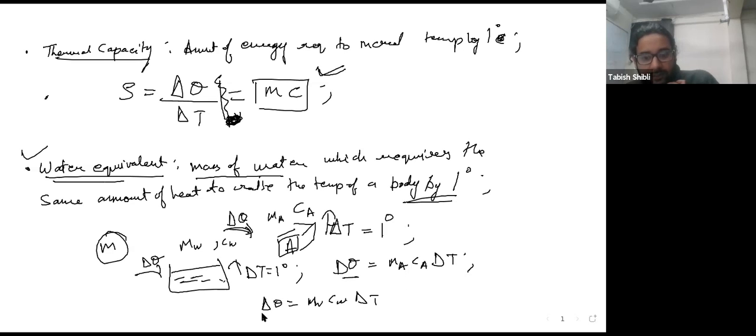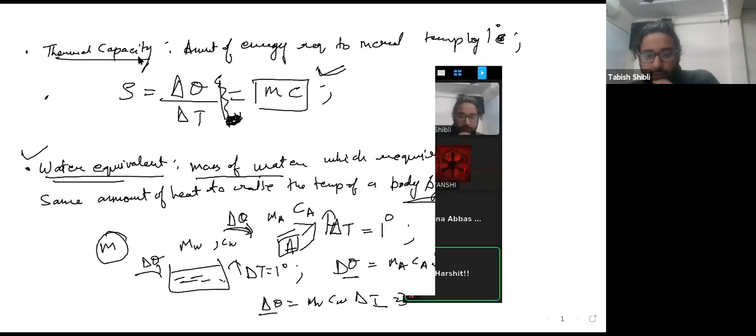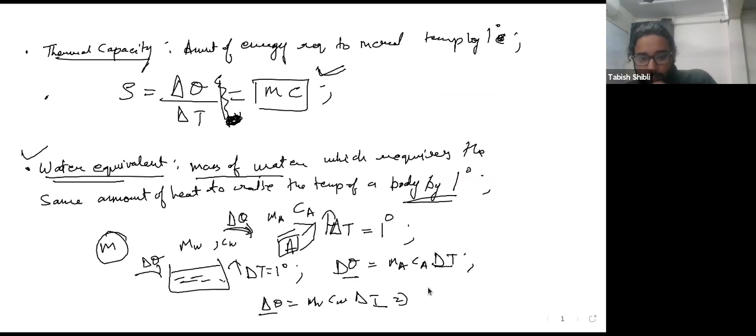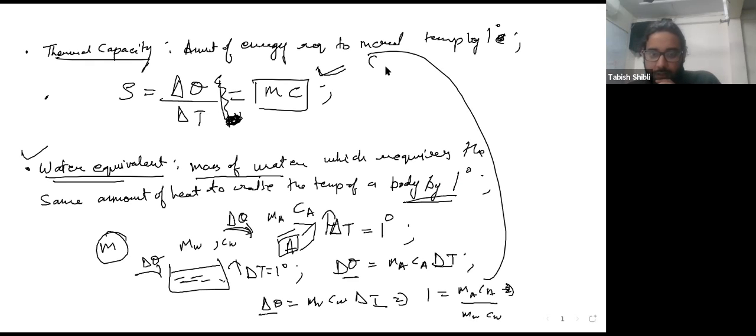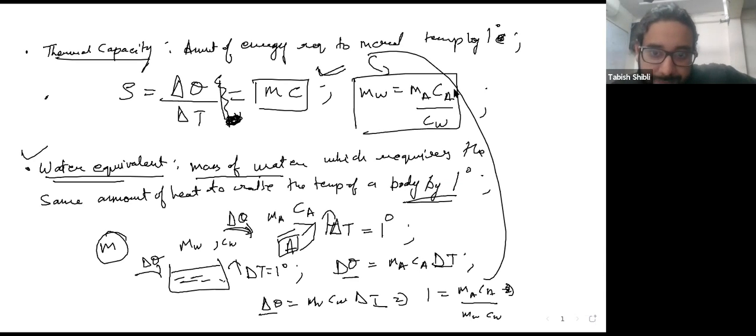Since delta Q is the same and delta T is the same, let's just divide these two. So dividing the two, what do you get? You get 1 is equal to Ma Ca divided by mw cw. So mass of water, I'm writing it here, is just equal to the mass you had of A times the specific heat of A divided by specific heat of water. Okay, make sense? Yes, sir. Lovely.